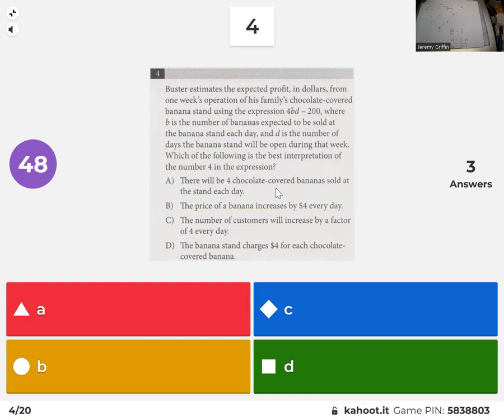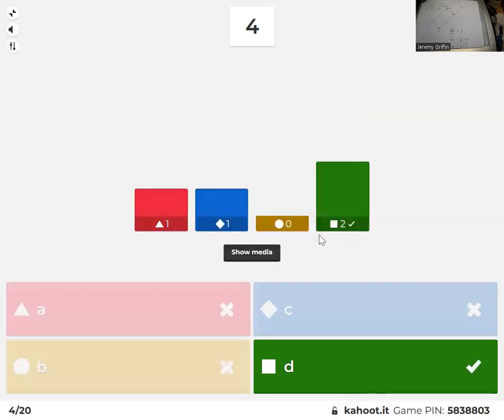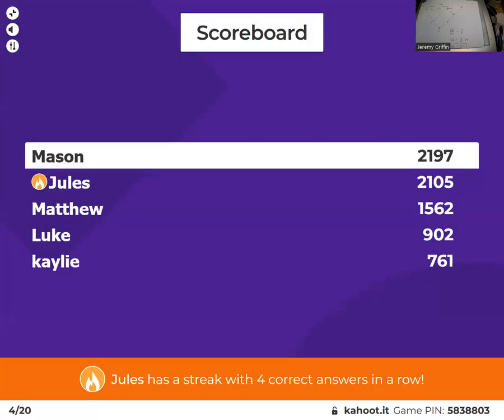Let's see, I'll just go over this one with you guys. There will be 4 chocolate-covered bananas sold at the stand each day. No, that's already taken care of by B. The price of the banana increases by $4 every day. No, that'll be like a changing price. I don't think that really is applicable. The number of customers will increase by, so option D. I didn't get there in the reading, but I think option D represented like $4 per banana, right? $4 per banana times the number of bananas times the number of days, that would give you how much revenue you made during that week. Subtract 200, maybe get to the profit. All right. So the price per banana.